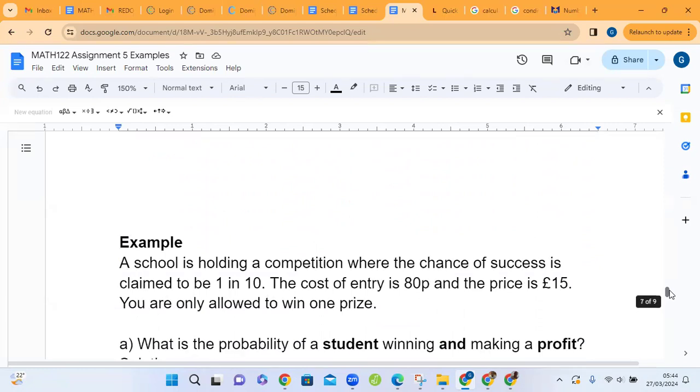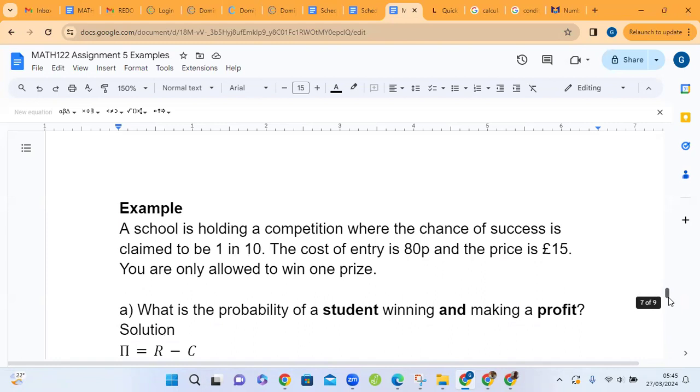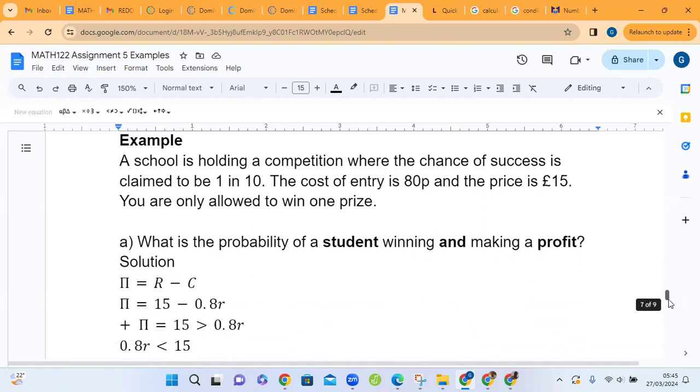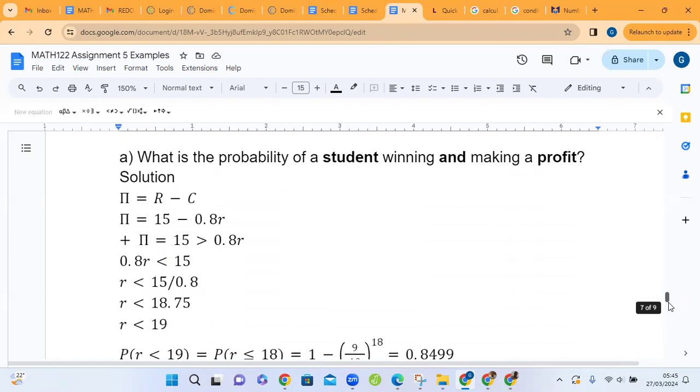A school is holding a competition where the chance of success is claimed to be 1 in 10 now, and the cost of entry is 80 pence, and the prize is £15. And you are only allowed to win one prize. So part A is asking, what is the probability of a student winning and making a profit? So here's the solution beginning.